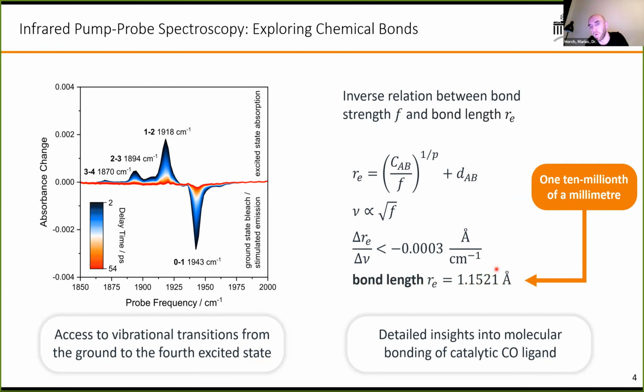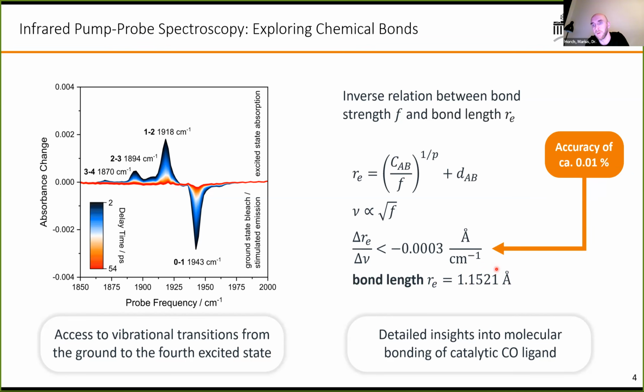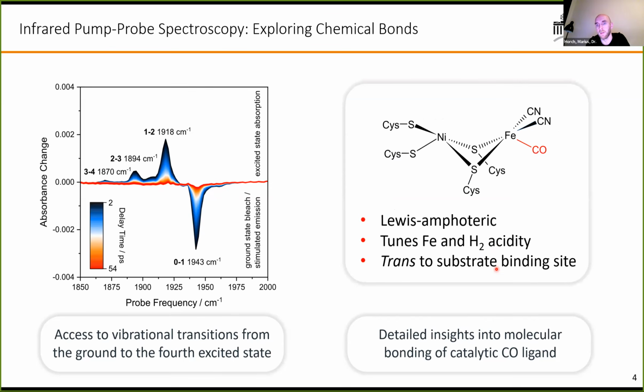And we can determine these bond lengths in principle at very high resolution, as you can see. So at least as accurate as with the highest resolution crystal structures available at this moment. If you wrap this up, basically you can say that we can get a lot of detailed insights from pump probe spectroscopy into the bond properties of the CO ligand, which is, of course, important to understand how this unique ligand corresponds to the catalytic mechanism of the enzyme.